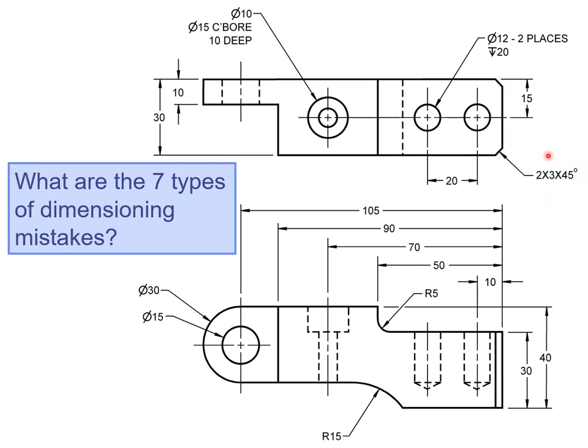Another thing is we want the leader to be floating upward. We want the text to be floating upward and the arrowhead pointing downward. Even though this is correct placement, it still looks better if it's floating and pointing downward.